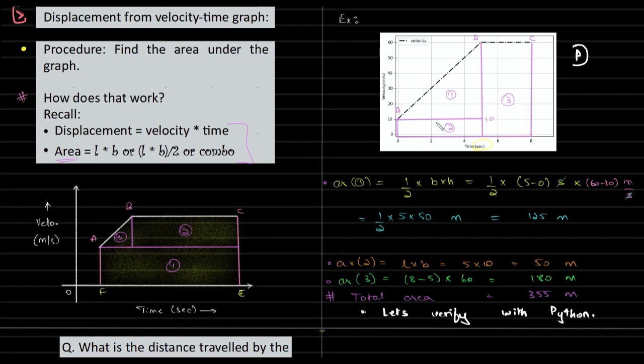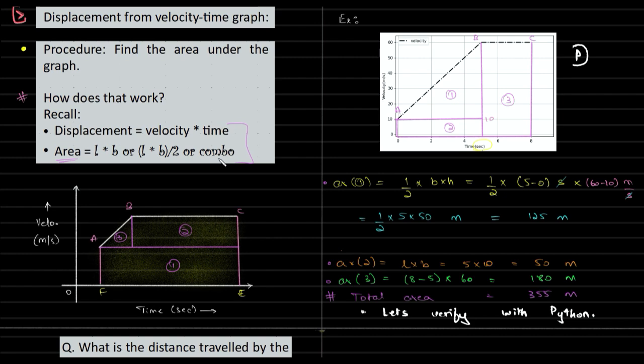So the logic is here: since we are finding the area, we are multiplying velocity and time overall. So velocity into time, what does it give? Displacement. So this is the whole funda. Displacement is a product of velocity and time, and we have the area under the curve. We can find it using the formulas length into breadth, and length into breadth into half, and all of this.